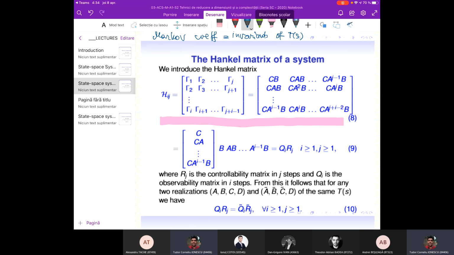This is called the Hankel matrix. This Hankel matrix actually will come up; you'll notice that later. It comes from an infinite dimensional operator, which is the Hankel operator.